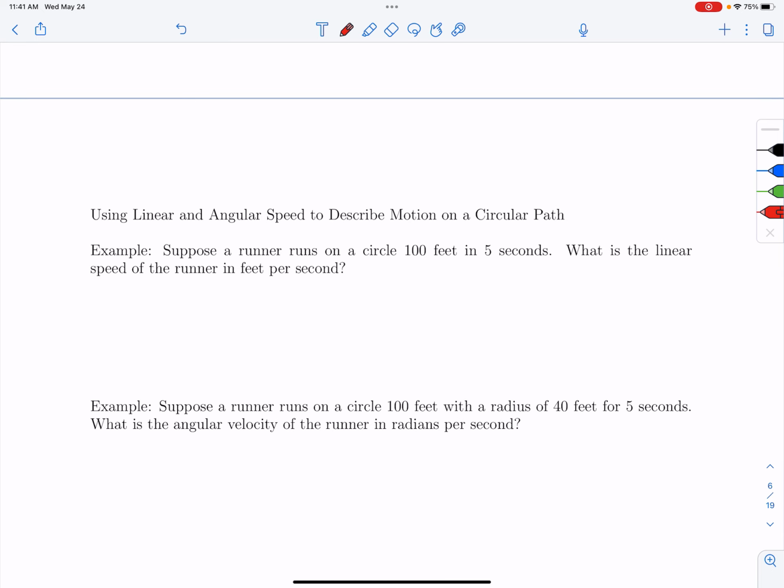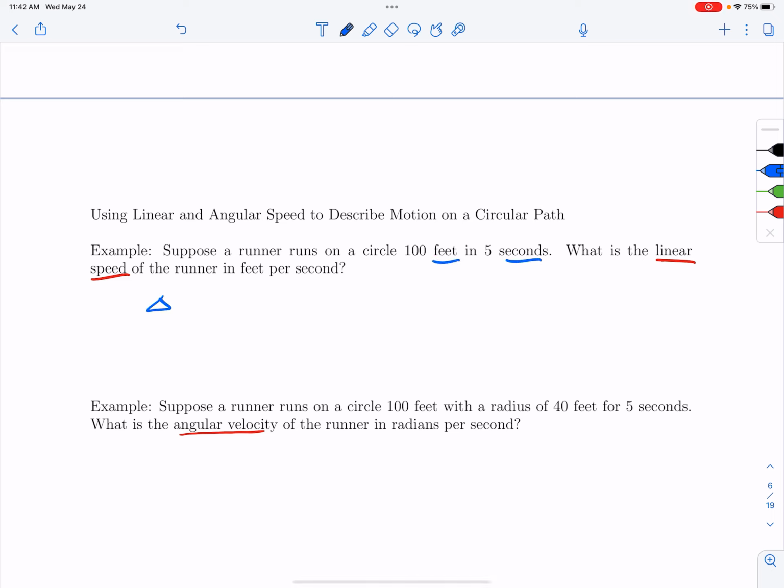The first example says, suppose a runner runs in a circle that is 100 feet over 5 seconds. What is the linear speed of the runner in feet per second? So this first one asks for the linear speed. The second question is the same situation, but what's the angular speed or angular velocity? With these types of questions, we really need to pay close attention to what the units are that we're dealing with.